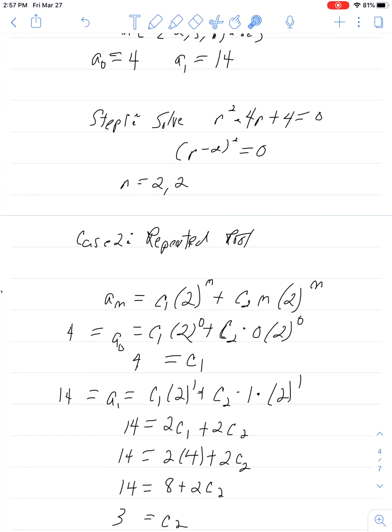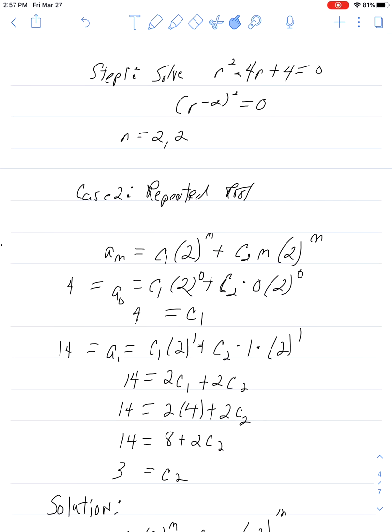And my initial conditions were a0 is 4. So I take this equation, I plug in n equals 0 to get a sub 0. I know that's 4. Plugging it in, it becomes c1 times 2 to the 0 plus c2 times 0 times 2 to the 0. This term, of course, is 0. So the thing cleans up to be what? c1 is equal to 4. Well, that's great. So now I already know what c1 is.